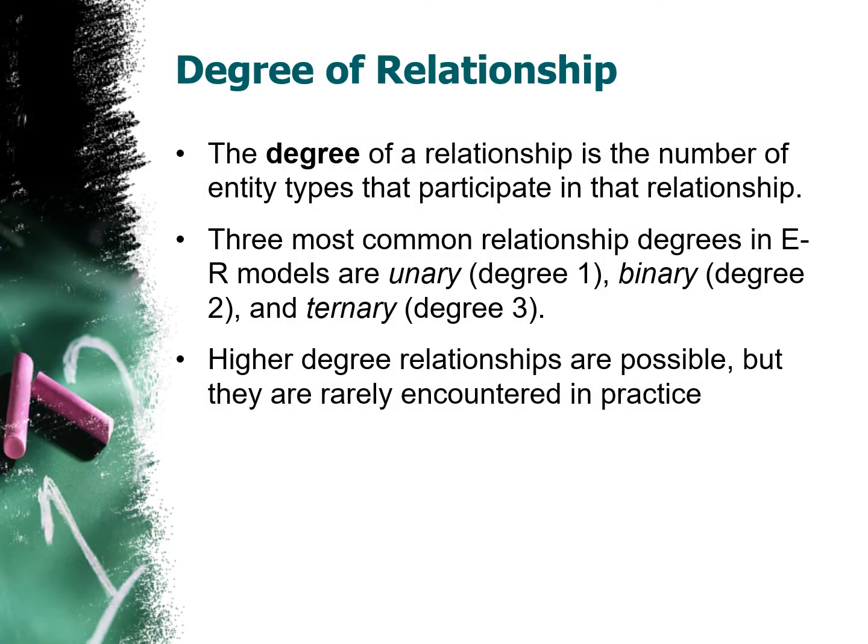This time we are talking about the degree of relationship. The degree of a relationship is the number of entity types participating in that relationship. The three most common degrees here are unary, binary, and ternary. Although higher degree relationships are possible, they are seldom used in practice.